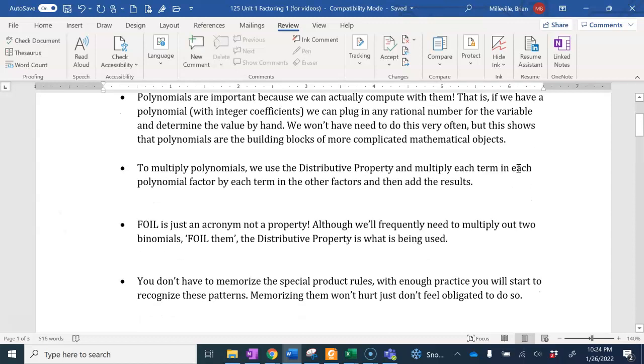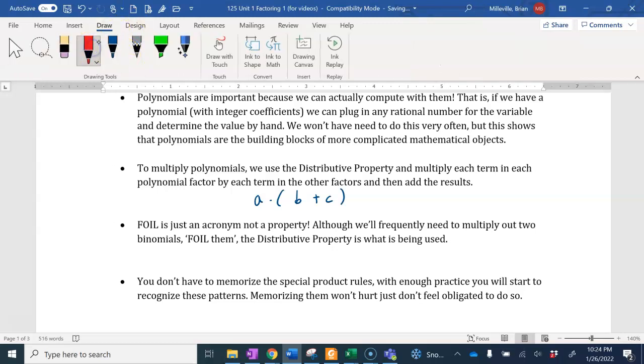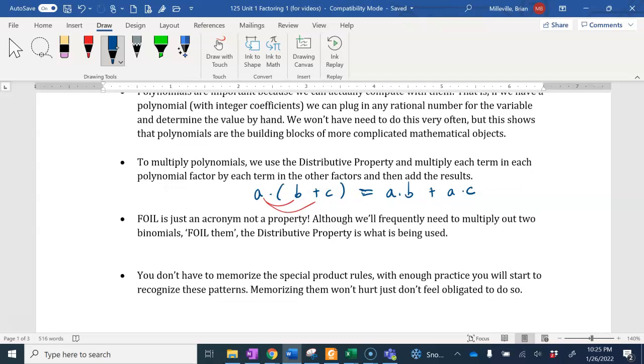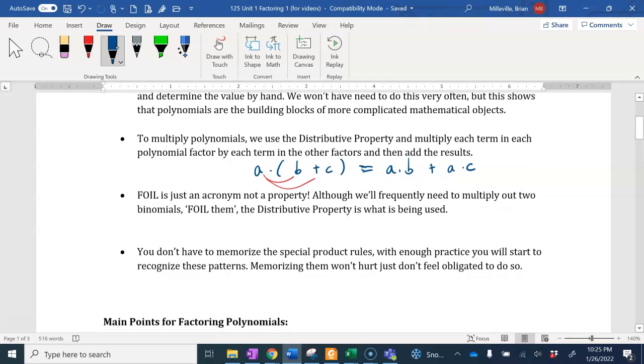To multiply out polynomials, we're going to use the distributive property. All right, so if we have a quantity times a sum, we know the distributive property tells us we can multiply each term on the inside by the factor on the outside and then add the results. Okay, so when we multiply out two polynomials, as we've seen before, we multiply each term in the first polynomial by each term in the other polynomial and then add the results.